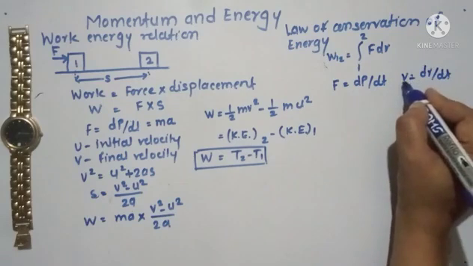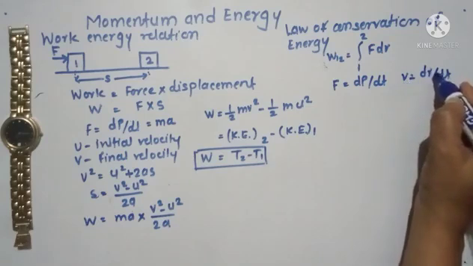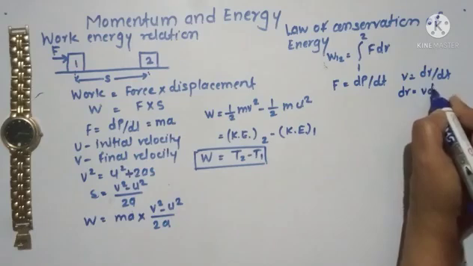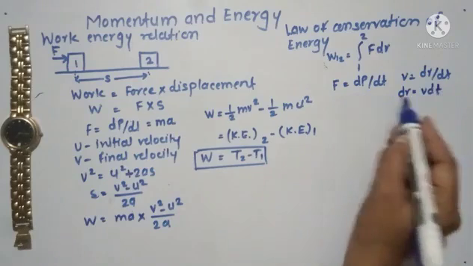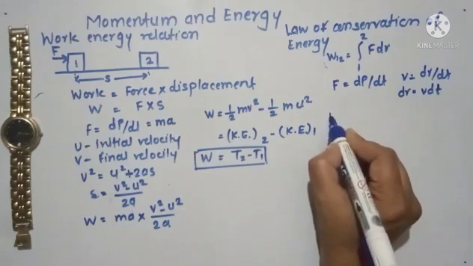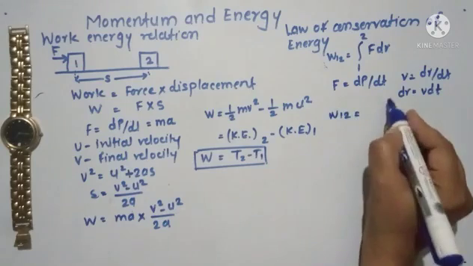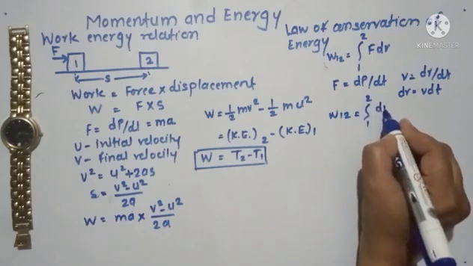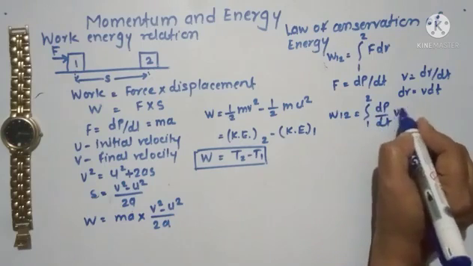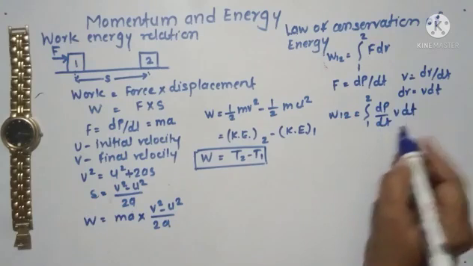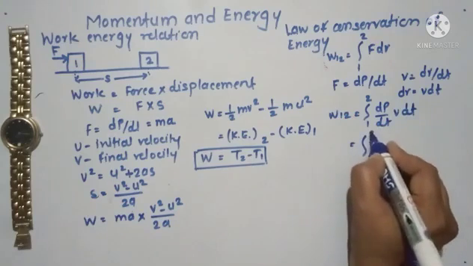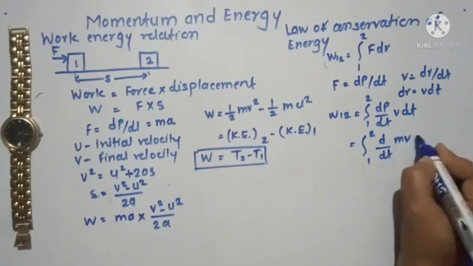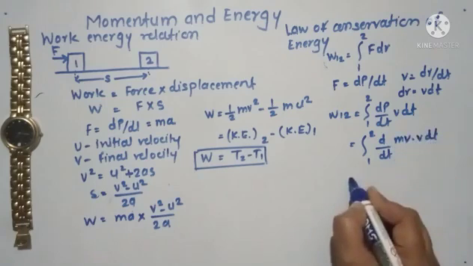According to the definition of velocity, it is the rate of change of displacement with respect to time. So I can write this dr as v dt. Now let us put these values in this equation. So I'm going to get W12 is equal to integration from 1 to 2 dp upon dt into v dt. So this dt will get cancelled, or let me just put the value of p as mv into v dt.